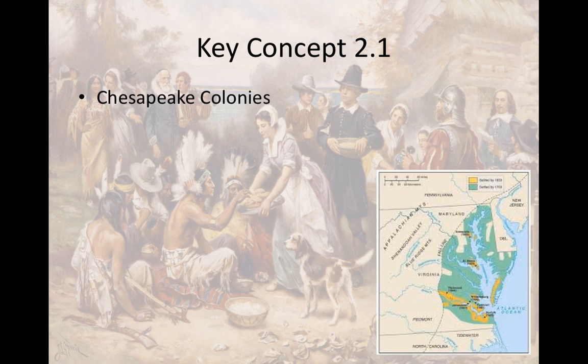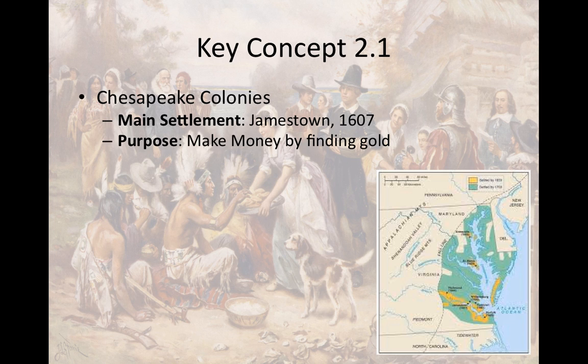Okay, so we'll start with the Chesapeake because they were first chronologically. Their main settlement was Jamestown, founded in 1607. It's the first permanent one, which makes it famous. Its purpose was to make money by finding gold, but you should remember that they found no gold, forgot to plant food, and a lot of them died. However, eventually tobacco is introduced, so their main economic output becomes tobacco cultivation.